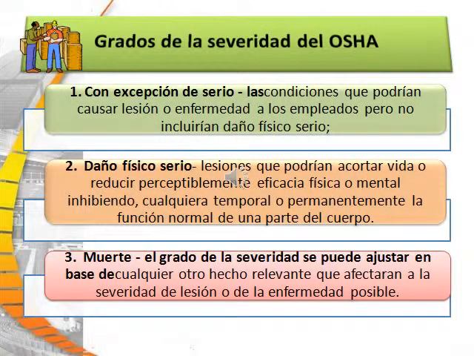OSHA's severity rating. Other than serious, these are conditions which could cause injury or illness to employees, but would not include serious physical harm. Serious physical harm are injuries that could shorten life or significantly reduce physical or mental efficiency by inhibiting, either temporarily or permanently, the normal function of any part of the body. Death. The severity may be adjusted on the basis of any other relevant factors which would affect the severity of a possibility of injury or illness.